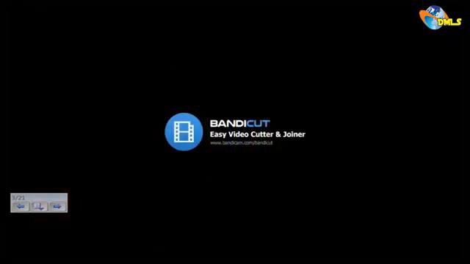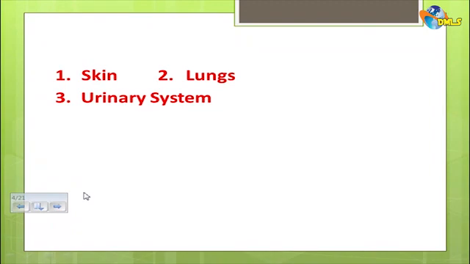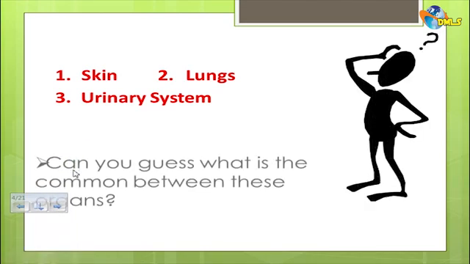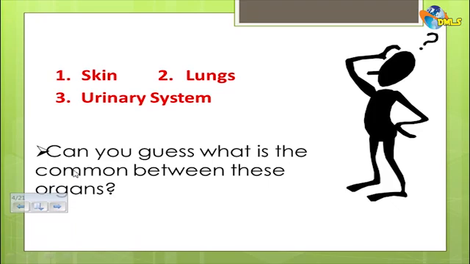Okay. Do you know the answer of the question? Yes. The excretory materials can be like carbon dioxide, water vapor, and nitrogenous wastes. Yes, you are right. And excess salt, excess water. We have here three things: skin, lungs, and urinary system. What is the common thing between these? Skin, lungs, and urinary system.